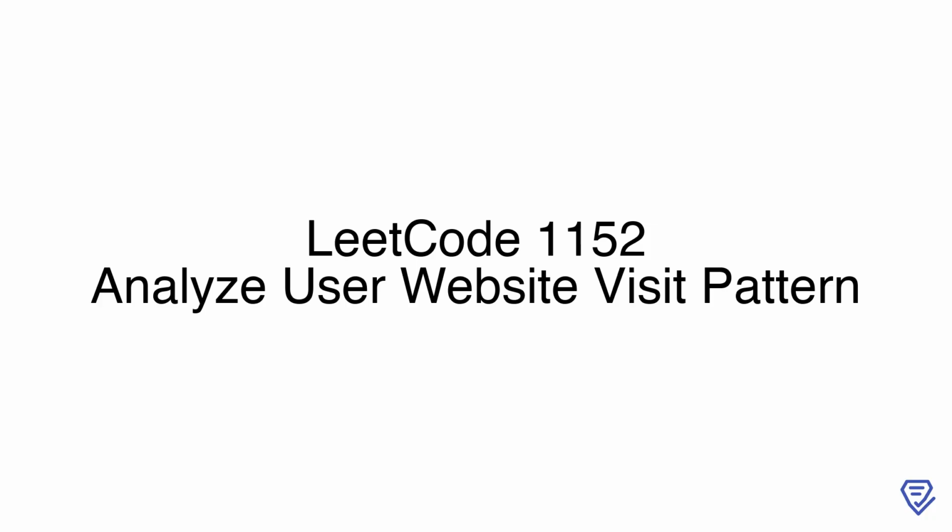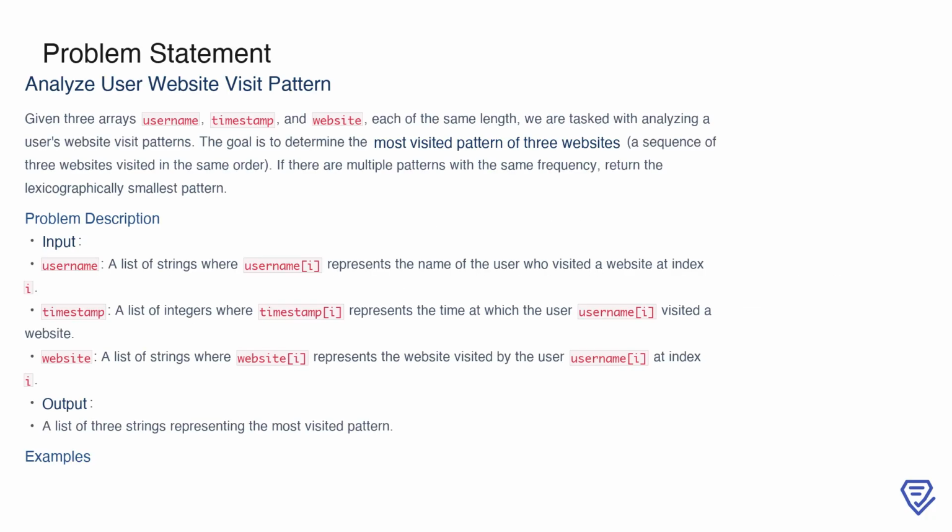Let's get started. In this problem, we are tasked with analyzing patterns in website visits by different users. Specifically, we want to find the most visited sequence of 3 websites, known as a 3 sequence, that users access in the same order. The input consists of 3 arrays: username, timestamp, and website. Each array is of the same length, and the ith index in all 3 arrays represents one website visit.